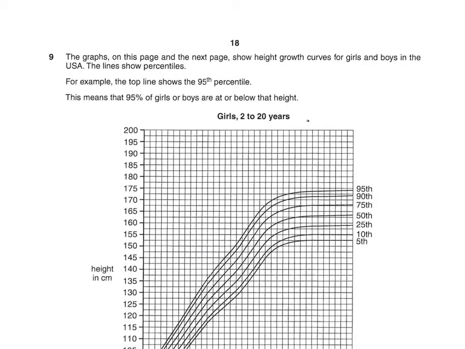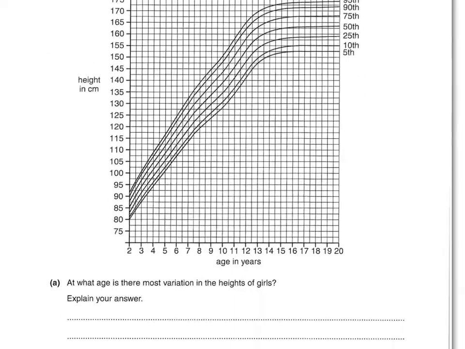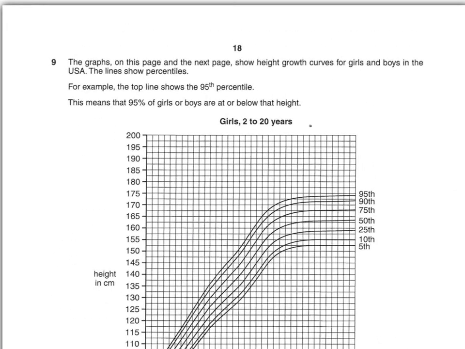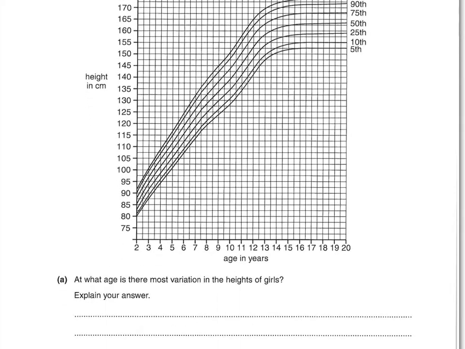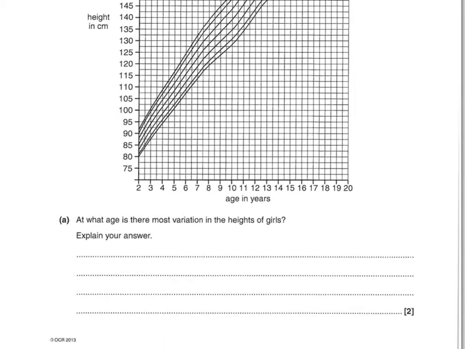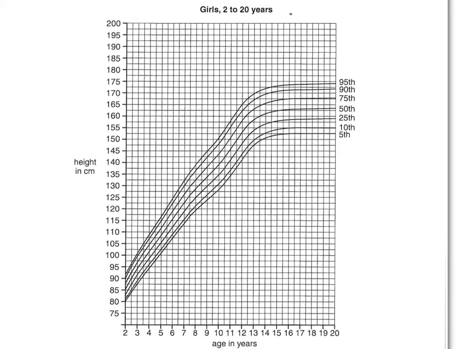The graphs on this page and the next page show height growth curves for girls and boys in the USA. The lines show percentiles. For example, the top line shows the 95th percentile. This means that 95% of girls or boys are at or below that height. At what age is there most variation in the heights of girls?